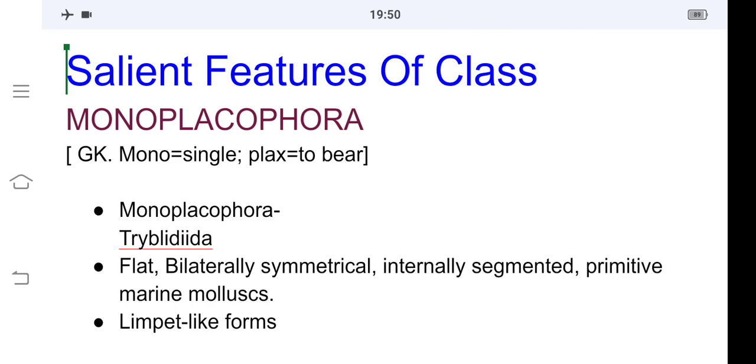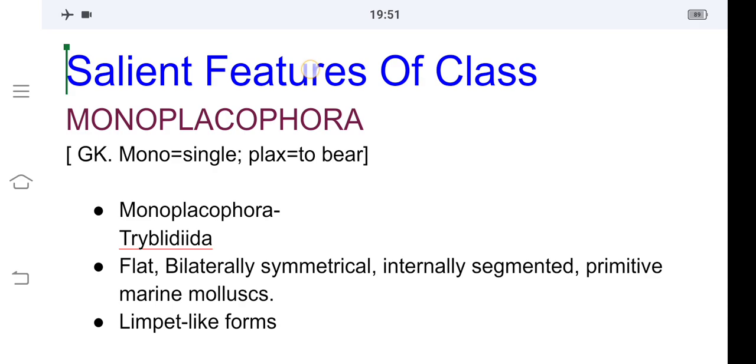Hi friends, today we are dealing with the topic salient features of class Monoplacophora. Class Monoplacophora belongs to phylum Mollusca. It's also known as Tryblidia. It's a group of small, flat, bilaterally symmetrical, internally segmented, and primitive marine mollusks. They are limpet-like in form, living at great ocean depths.